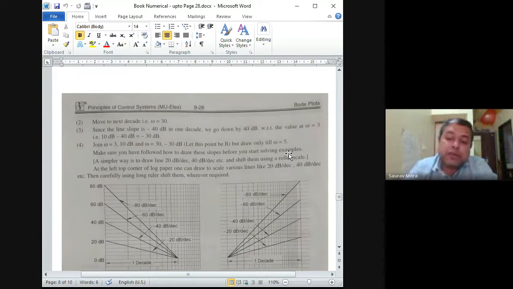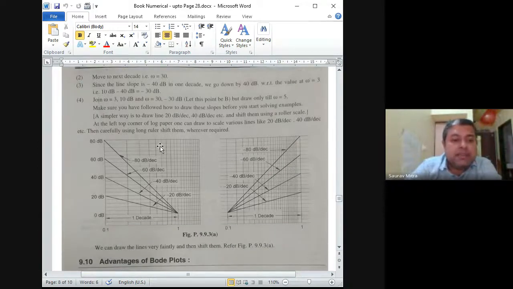And if they're asking you, from (x, y), draw a line which is minus 20 dB per decade slope starting from (x, y), what will be your next point? It will be (10x, y minus 20). If they ask plus 40, then the next point will be (10x, y plus 40). If they ask draw a line with minus 40 dB per decade from (x, y), the next point will be (10x, y minus 40).